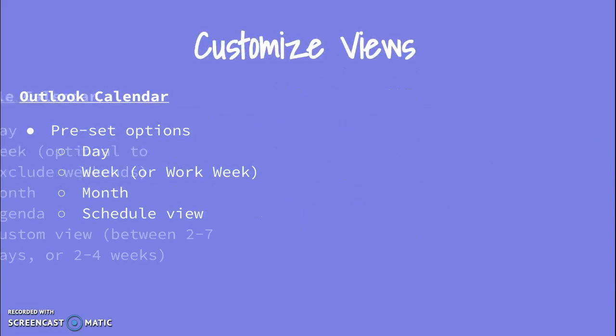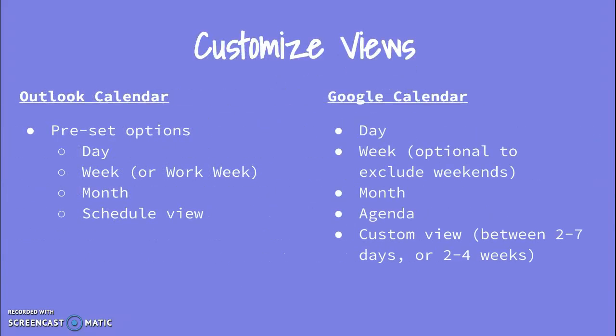We can customize to views in Outlook Calendar. We can use preset options when viewing our calendar, such as day, week, or work week, month, or schedule view. In Google Calendar, we have similar options. We can view our calendar by the day, week, and it's optional to exclude weekends. We can view by month, agenda, or custom view between 2 and 7 days or 2 and 4 weeks.